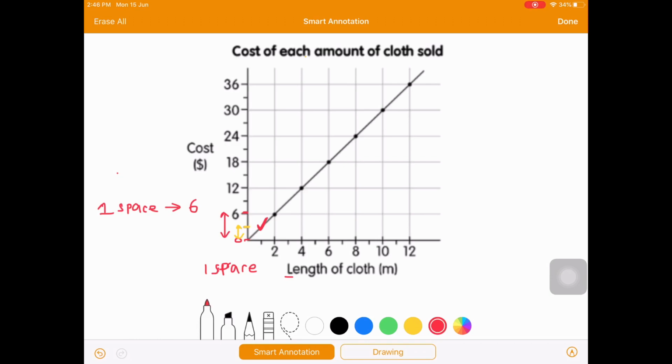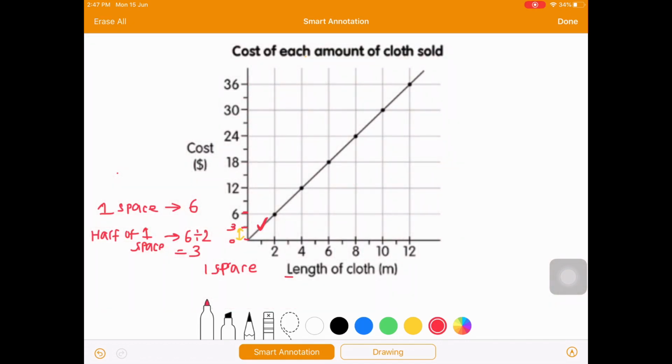If one space is 6, then half of one space is 6 divided by 2, which is 3. This is 3. It's an increase in value of 3. So what this means is this starts at 0. So 0 plus 3 will give you 3.